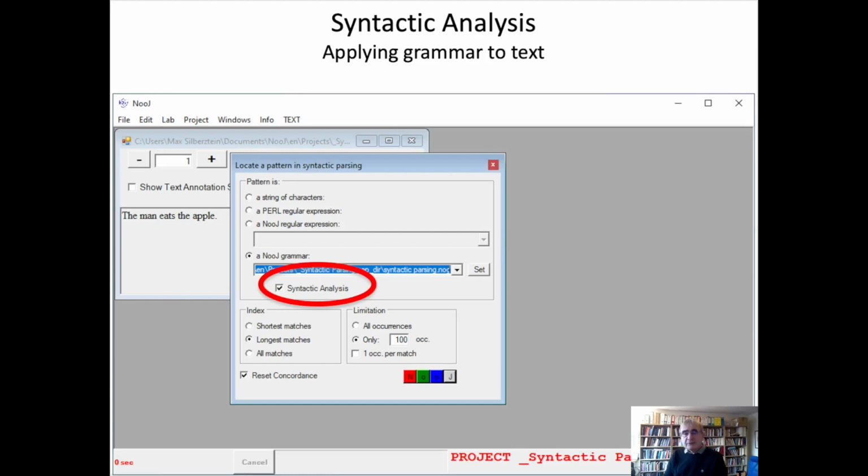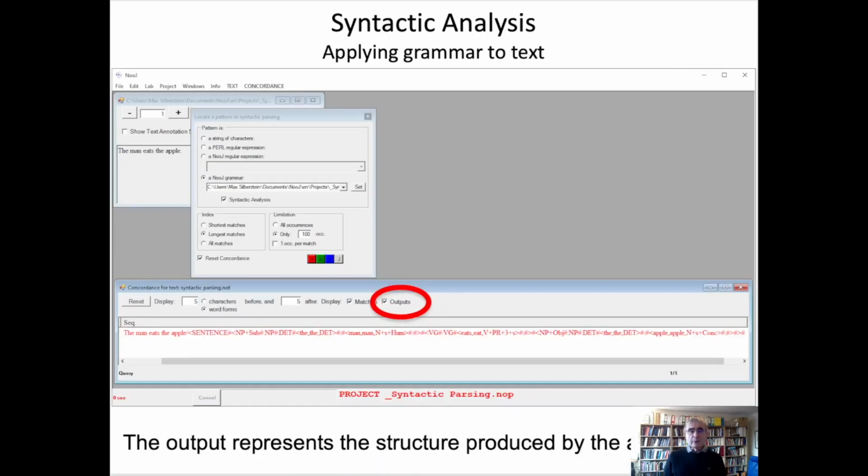Now, when we apply this syntactic grammar to a text, if we click here on syntactic analysis, we are telling Nooj that the annotations that are going to be produced are not lexical annotations, they are structural annotations. So we have to check this option to make sure that Nooj understands that these annotations are structural. And then when we apply this grammar to the text, we can see the structure of the annotations by clicking here the option Outputs to make sure that the man eats the apple is not only recognized, but it produces this complicated structure.